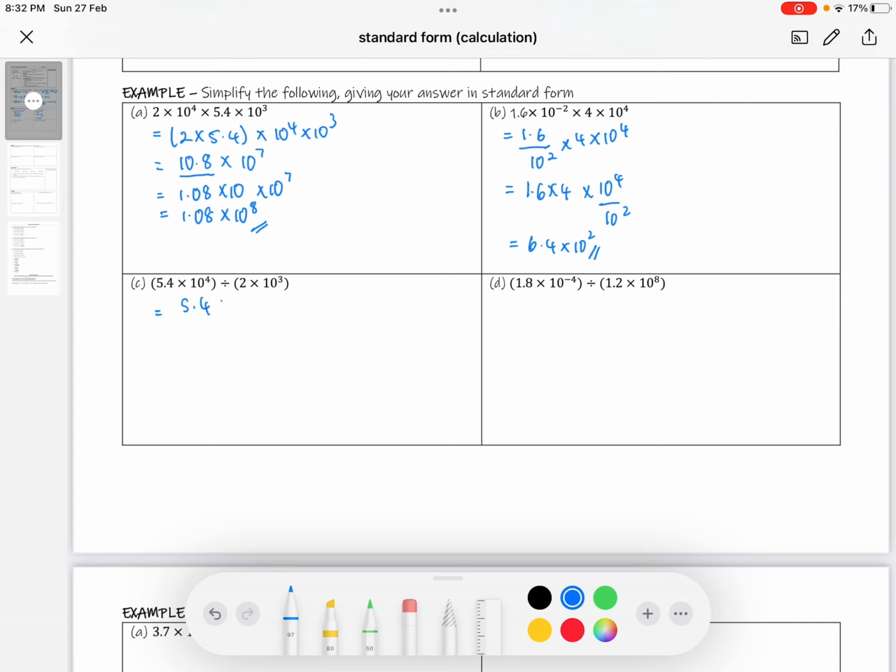This one we rewrite in fraction form. It will become much easier. So 5.4 divided by 2 is 2.7, and 10 to the power of 4 over 10 to the power of 3 simplifies to 10. So it becomes 2.7 times 10. Okay, so far so good. I hope it is.